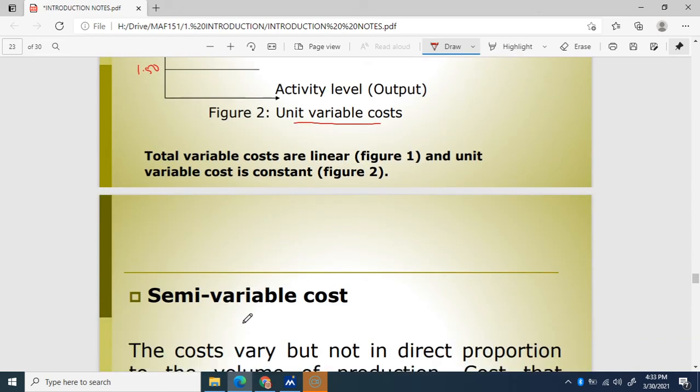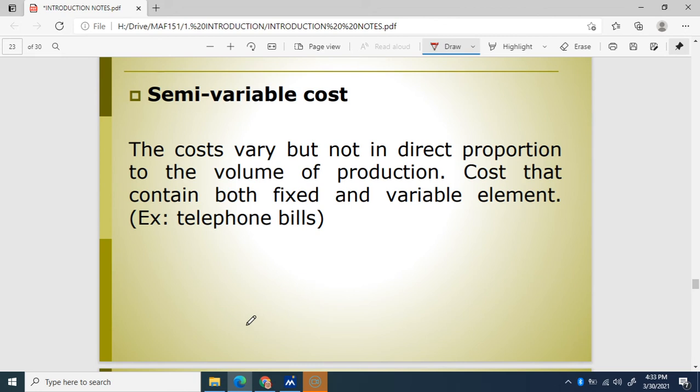Okay, figure 2. How about semi-variable cost? Semi-variable cost here is the cost that varies but not in direct proportion to the volume of production, so to the levels of activity. So it is the cost that contains both fixed and variable cost. So the semi-variable cost consists of fixed cost plus variable cost, these two. How about examples of semi-variable cost? We take the telephone bill. So the telephone bill here is actually for fixed line bills.